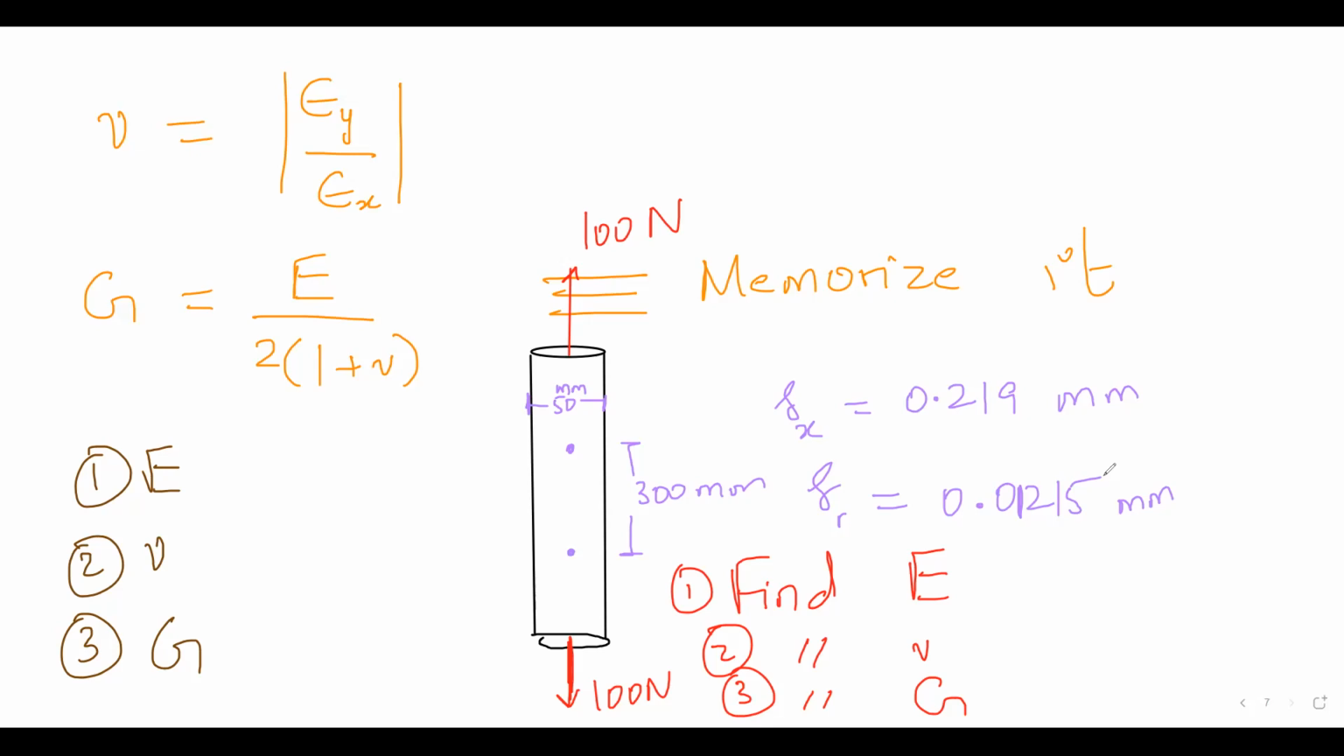100 kilonewtons. Okay, that's too many mistakes for one class, but anyways, that's 100 kilonewtons. Otherwise, you will get funny results. This is a solid shaft.